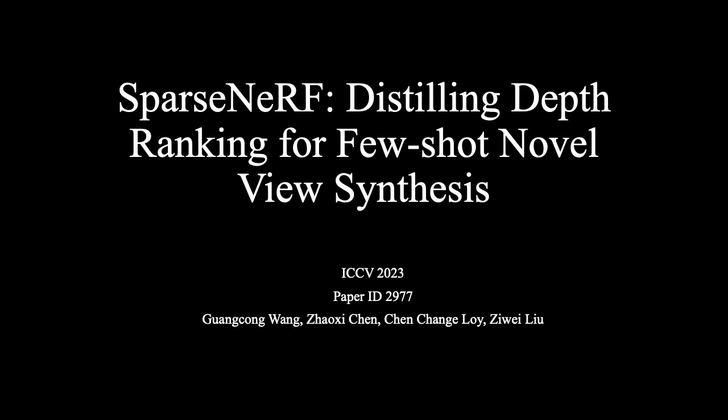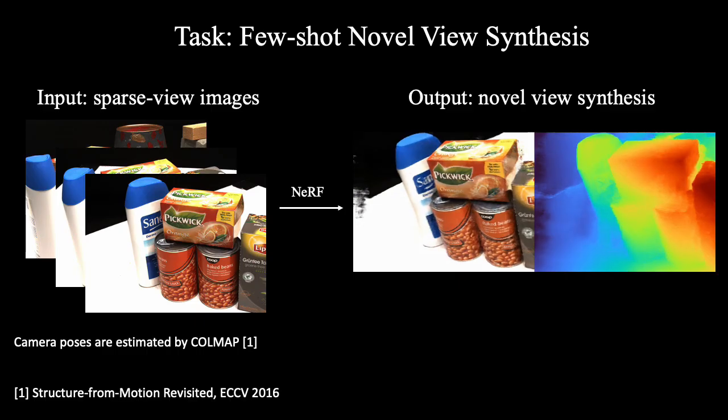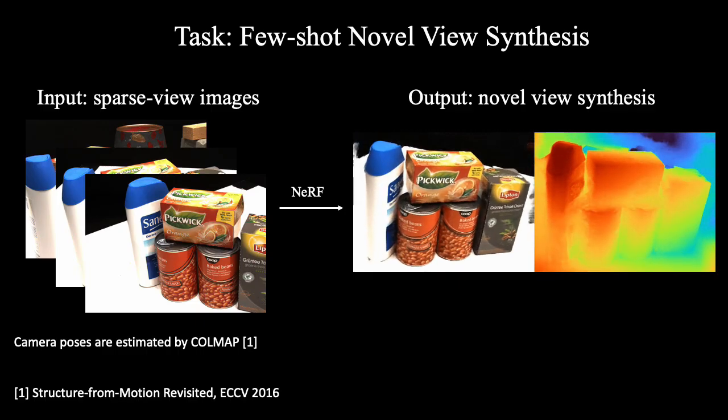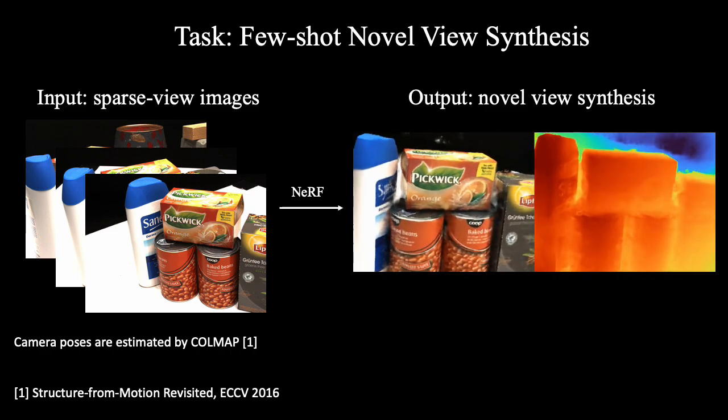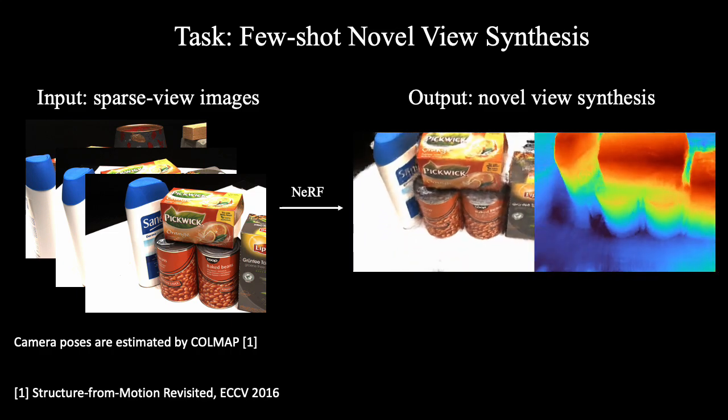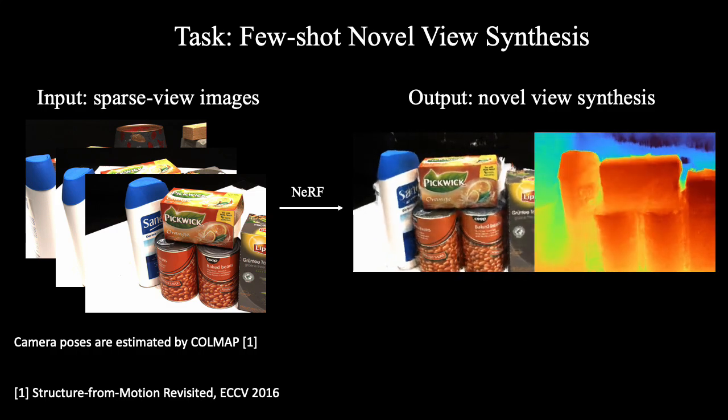In this paper, we present a new method, SparseNeRF, distilling depth ranking for few-shot novel view synthesis. Our goal of this task is to synthesize novel views with a limited number of views for training. The inputs are sparse view images. The outputs are novel view synthesized images in a 3D space.